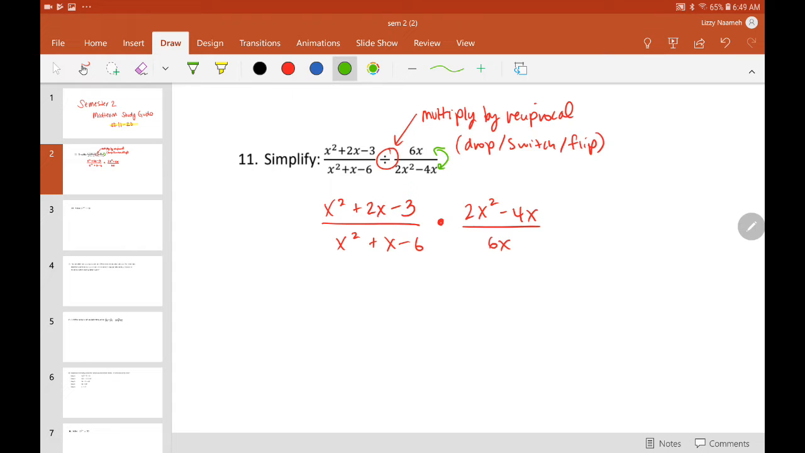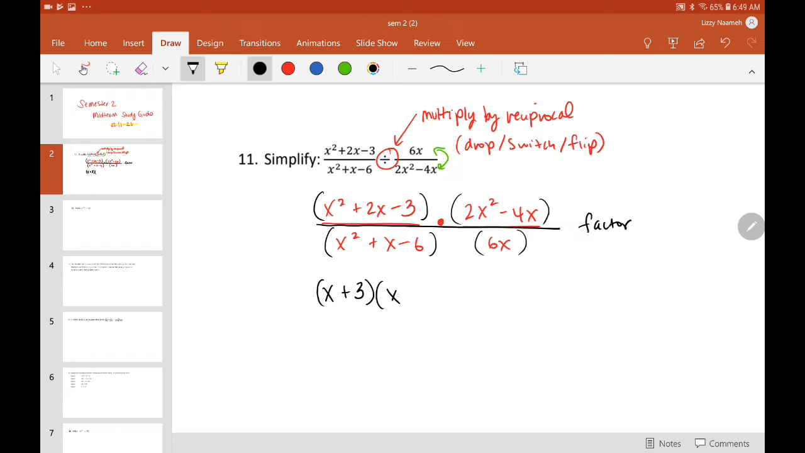Now it's time to simplify. I know that I cannot simplify anything until there are factors that I can cancel out, so we have to factor everything. Let's factor the top using magic X. You should do this work on your own because I'm not going to show the work for how to factor this, but this is the work you should get: x plus 3 and x minus 1.